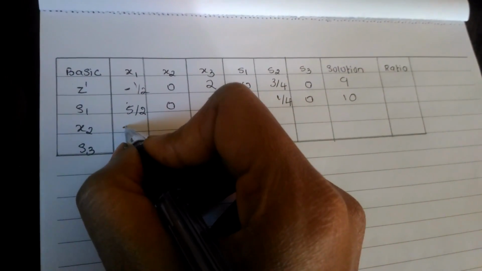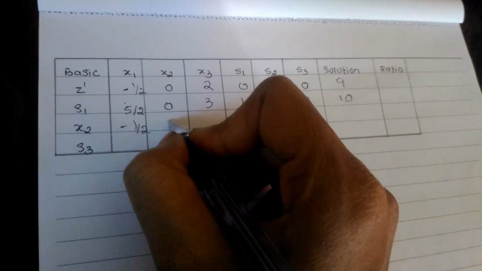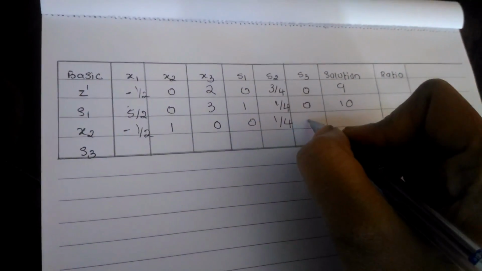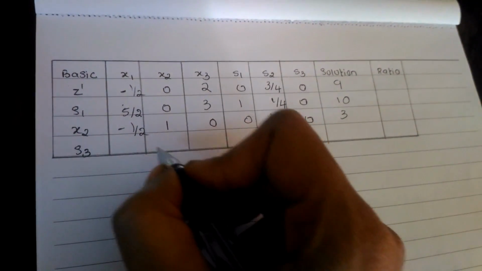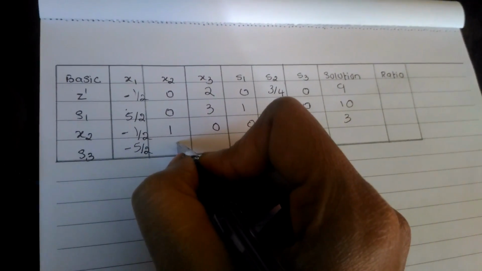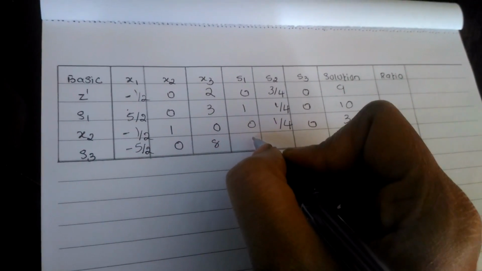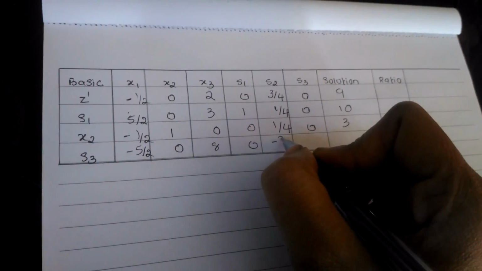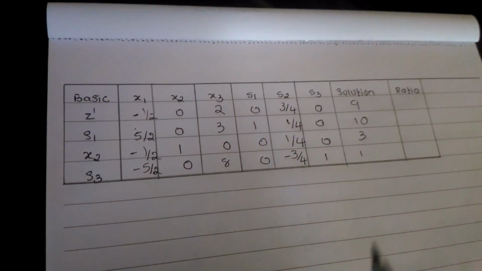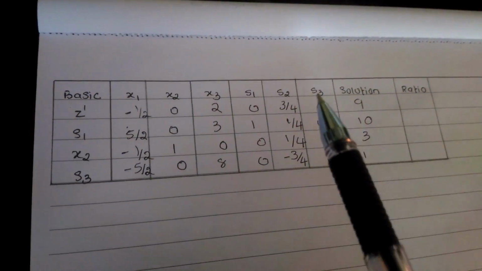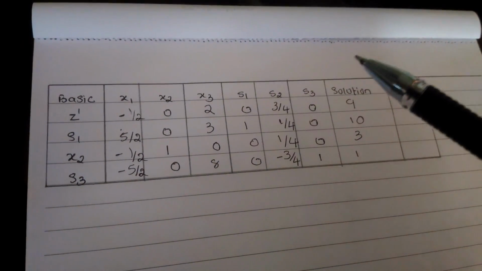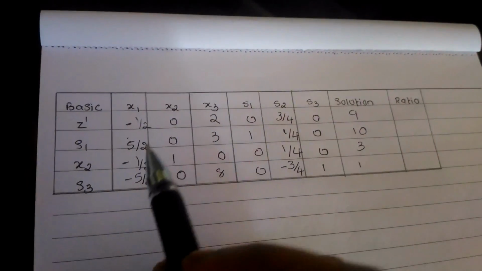Values of new X2 row: minus 1 by 2, 1, 0, 0, 1 by 4, 0 and 3. The values of new X3 row: minus 5 divided by 2, 0, 8, 0, minus 3 divided by 4, 1 and 1. So this is your new table, and the values we have obtained at the end of the first iteration will be the values in the new table for the second iteration. This is the second iteration.